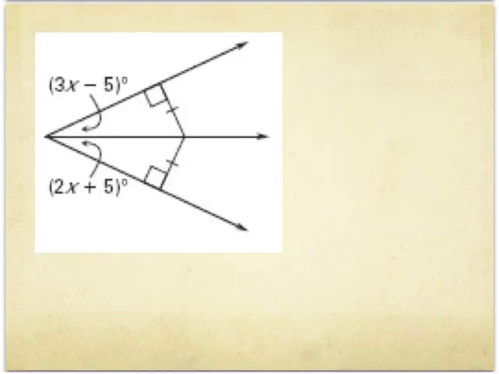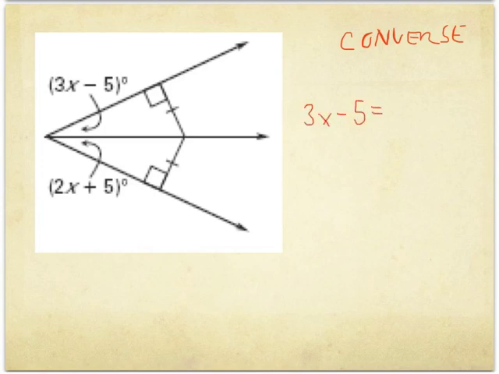This next example uses the converse of the angle bisector theorem, because here we're given that these two segments are equal, they're congruent. We also have a 90-degree angle, so that must mean that this bisects our larger angle. And by definition of what we know about bisects, that would mean that these two angles are congruent or equal. So we can set up 3x minus 5 is equal to 2x plus 5.